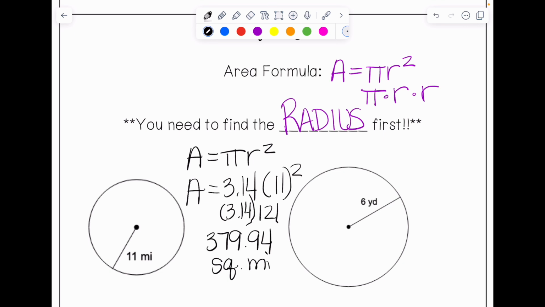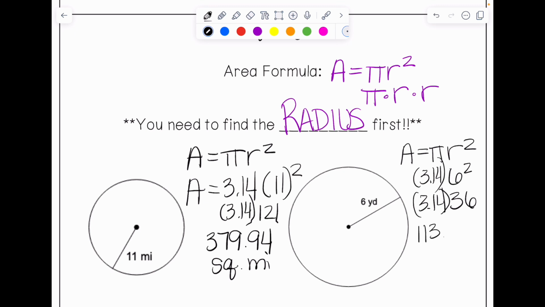When I look at the next example, again, we need to know the radius, and in this case, I do have the radius. So we're going to do 6 squared, and we're going to end up multiplying that times pi. 6 squared is 36, and multiply times 3.14. And then we'll get 113.04 square yards.